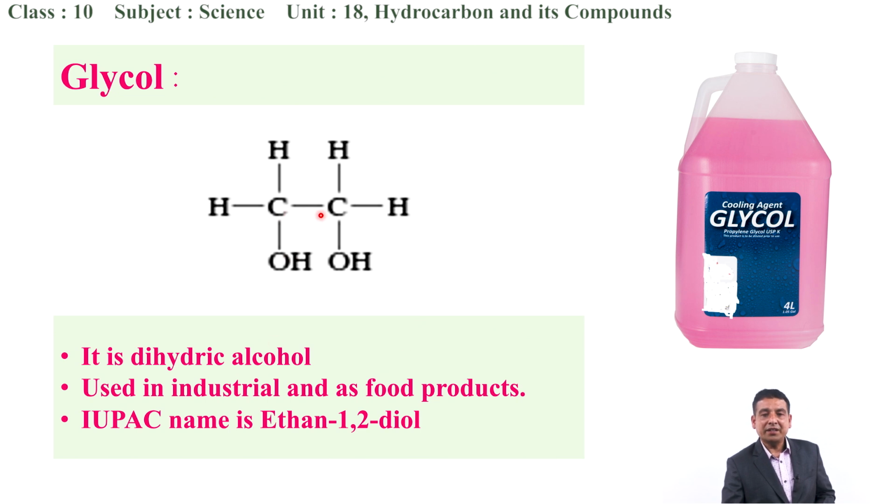That means this eth represents how many carbon atoms? Yes, 2, because there are 2 carbon atoms, and an represents the carbon atoms are bonded by single bond, and 1,2 means the first carbon as well as the second carbon. How many alcoholic groups are there? 2. To represent 2, the word di is used here. So, collectively the name of this glycol is ethane 1,2 diol. So, this is all about the glycol. If you know about the glycol, this is all for you.